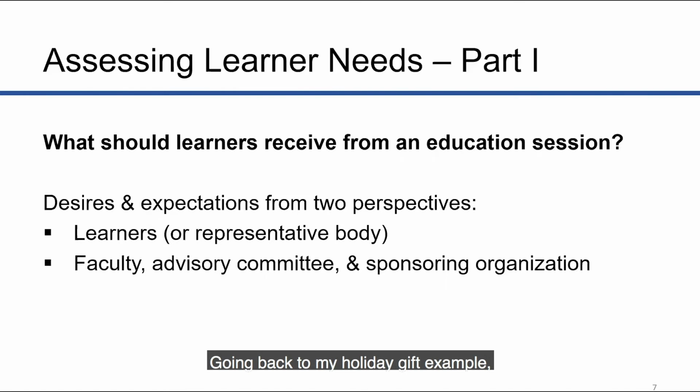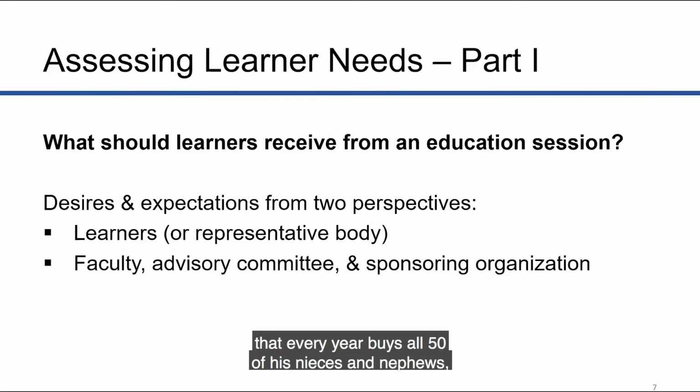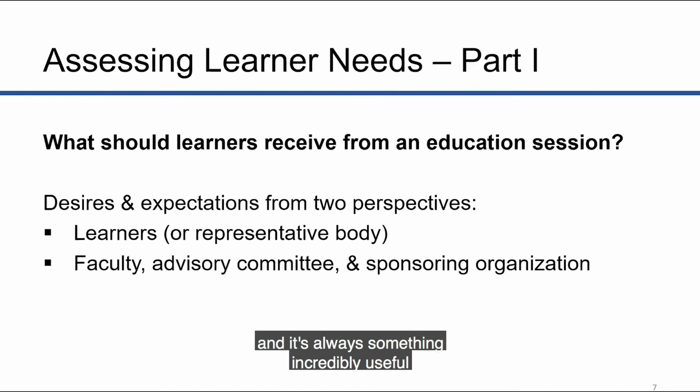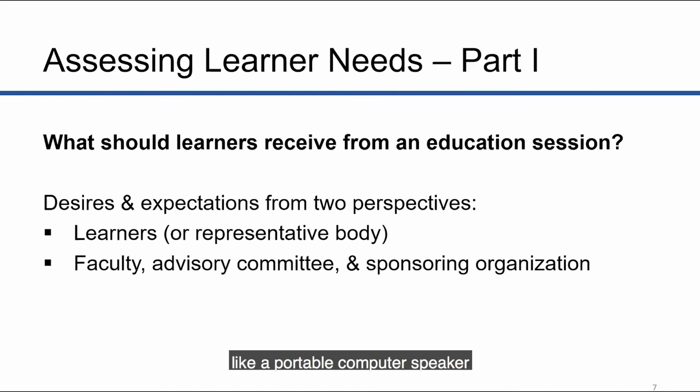Going back to my holiday gift example, in my family, we have an Uncle Jimmy that every year buys all 50 of his nieces and nephews. We are all adults, all around the ages of 30 to 40. He buys us all the same gift. Now, it's a different gift every year, but it's the same gift for each of us. And it's always something incredibly useful, like a portable computer speaker or a universal phone charger.